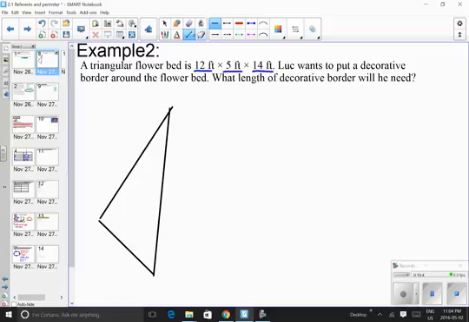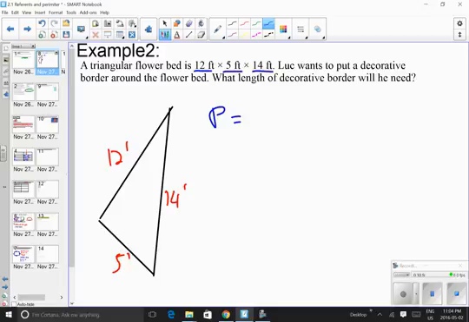So 12 foot, 5 foot, and 14 foot. We're just trying to figure out the perimeter again, so we're going to add up all the sides. That's 12 foot plus 14 foot plus 5 foot. 12 plus 14 is 26, plus 5 is 31 feet. I think. If I messed up with my adding, flag me down and correct me. But I think that looks good.